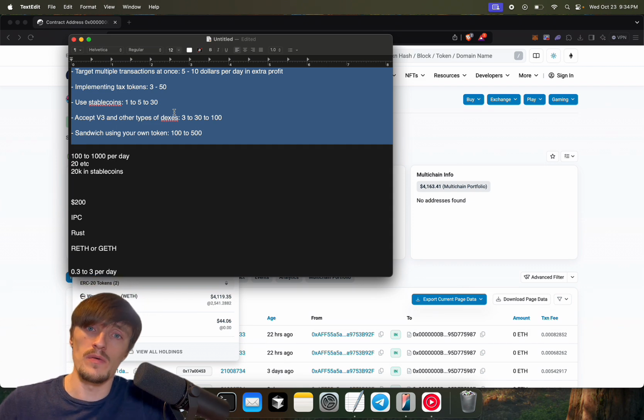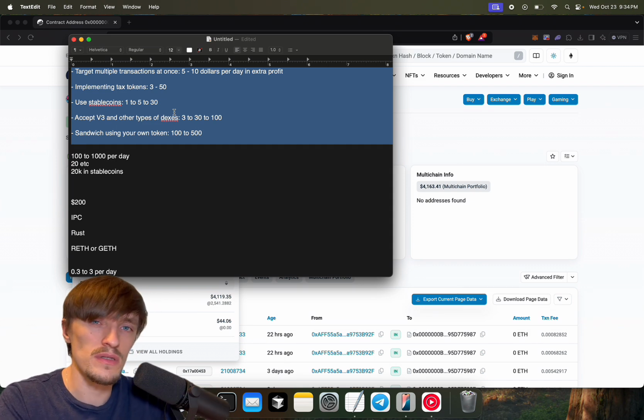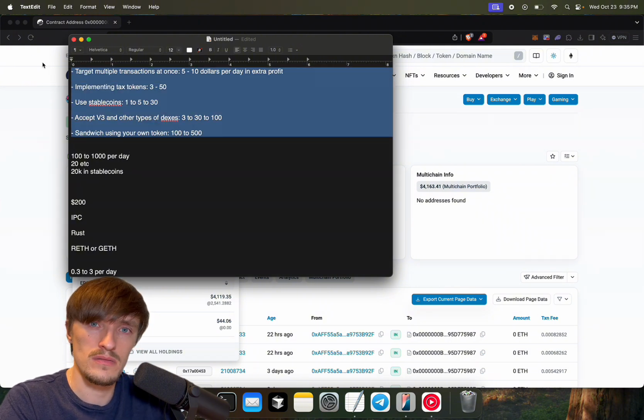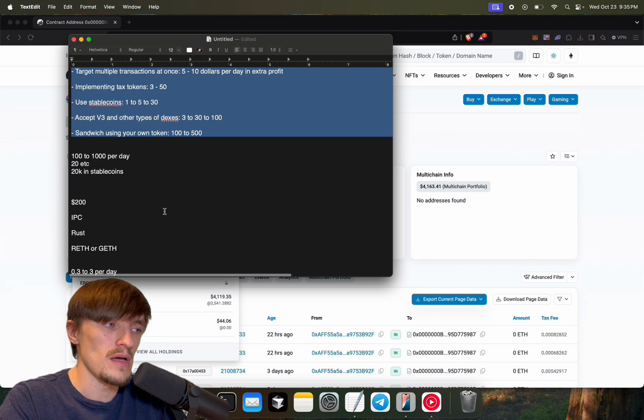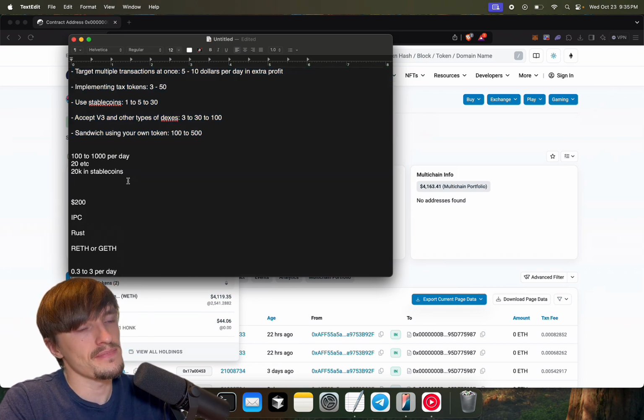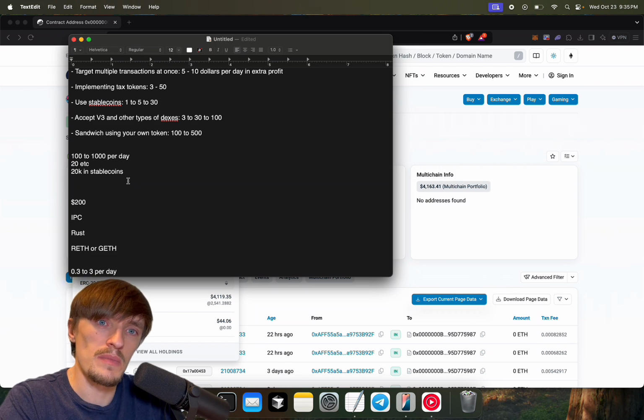So if you're building your own bot, try to do these things. I shouldn't be telling you this, but we're not competing here. We're just building the same thing together. And let me know if you can notice this type of improvements overall. Yeah, the sky's the limit with MEV bots. So let me know what you think, and see you soon.